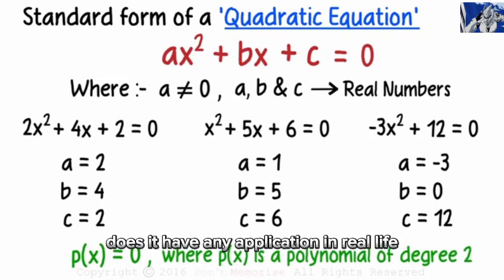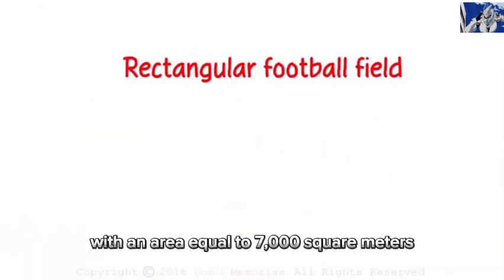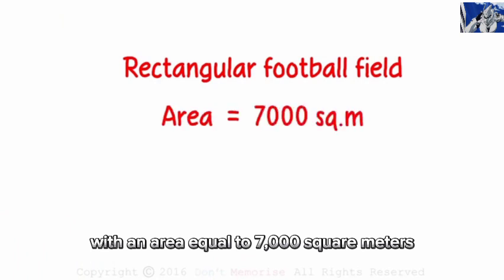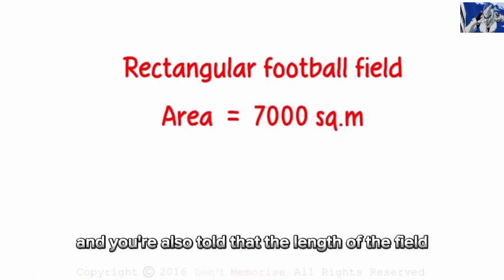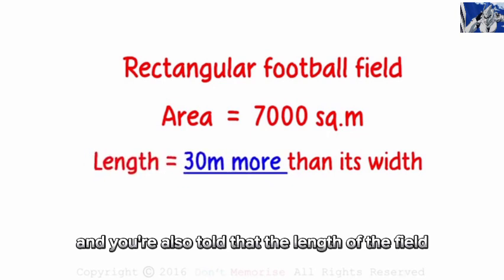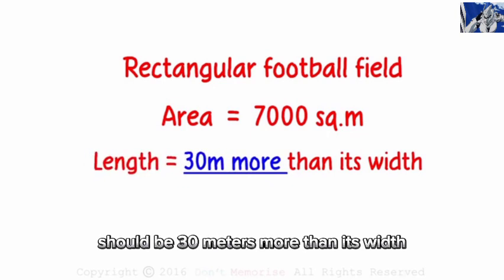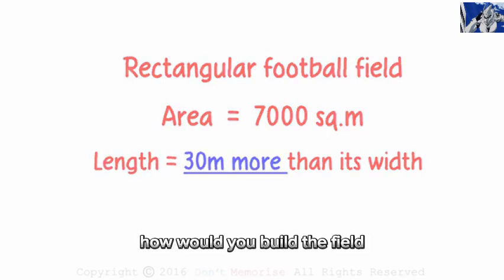Does it have any application in real life? Say you're asked to build a rectangular football field with an area equal to 7,000 square meters, and you're also told that the length of the field should be 30 meters more than its width. How would you build the field?